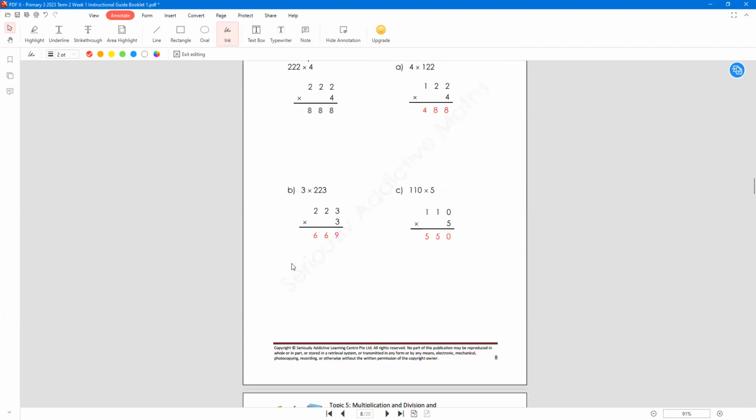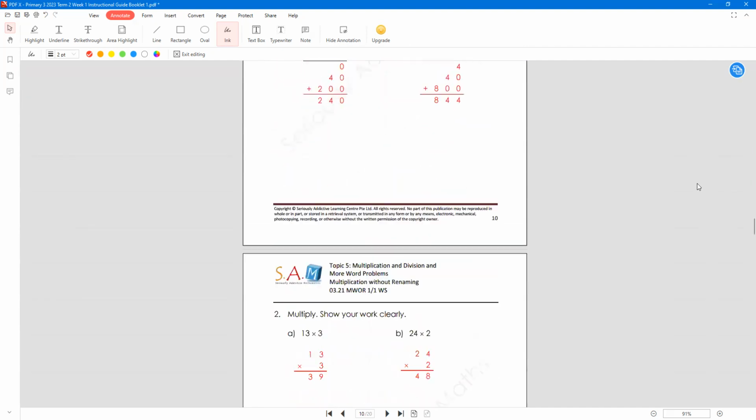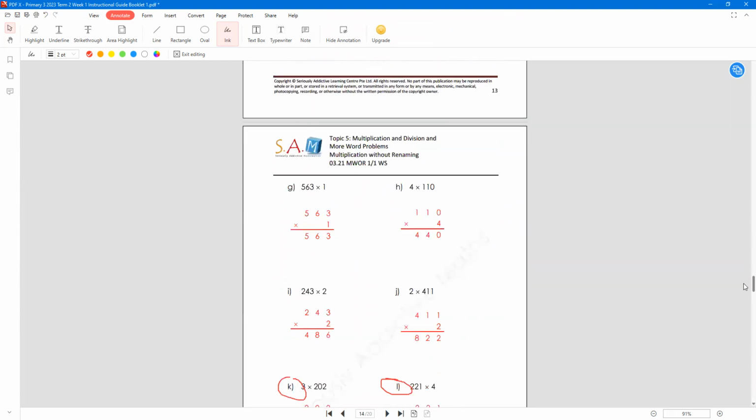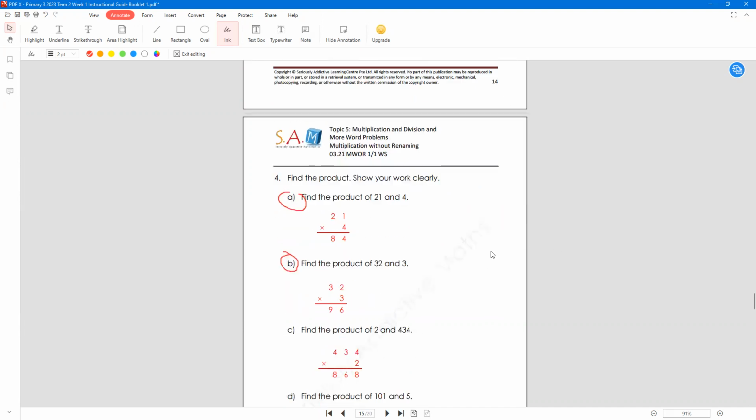Make sure that you know how to do the guided practice. After that, you can see that I'm going to skip a lot of questions. In fact, somewhere down the road, on page 14, get them to do this. Now they have to write out the algorithm on their own. It's basically 221 times 4. Make sure that they're able to do this on their own. Then 2 more questions on page 15.